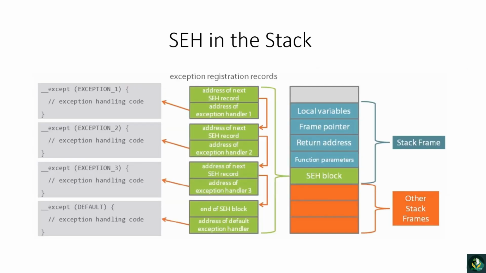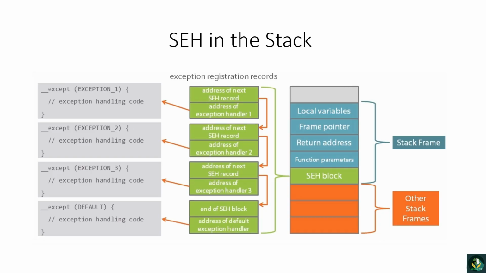The control structure used by SEH is located in the stack of each thread in a process in Windows, as every stack frame contains a block of structured exception handling information. Inside the SEH block is a linked list of memory addresses called exception registration records. Each record is for one exception handler registered for use in the function, and each record contains a memory address that points to the next record.